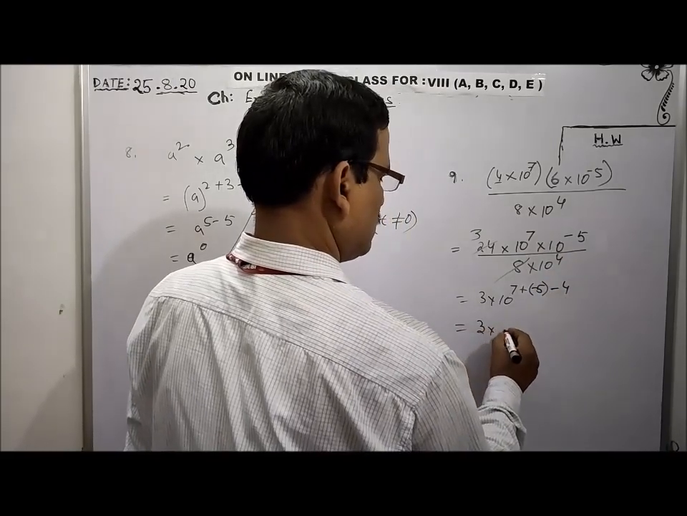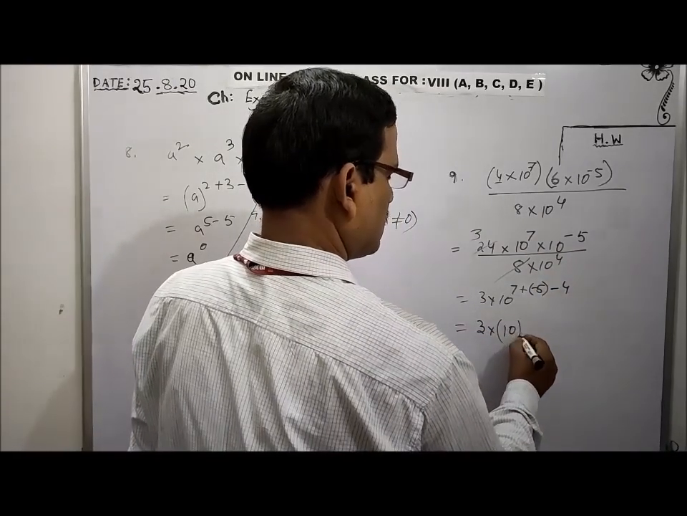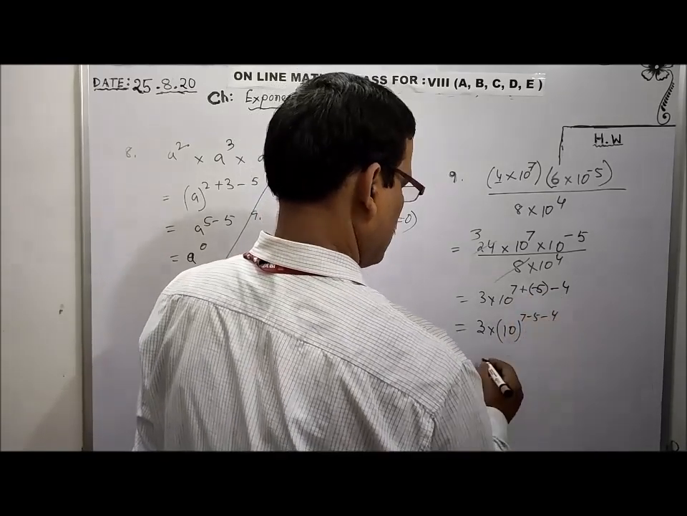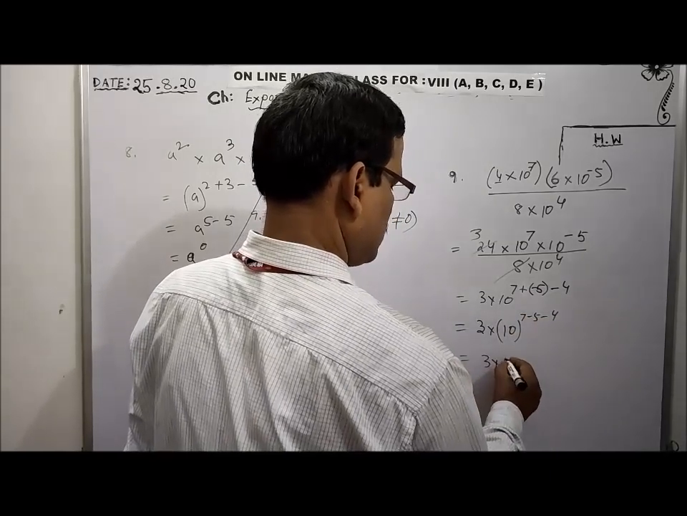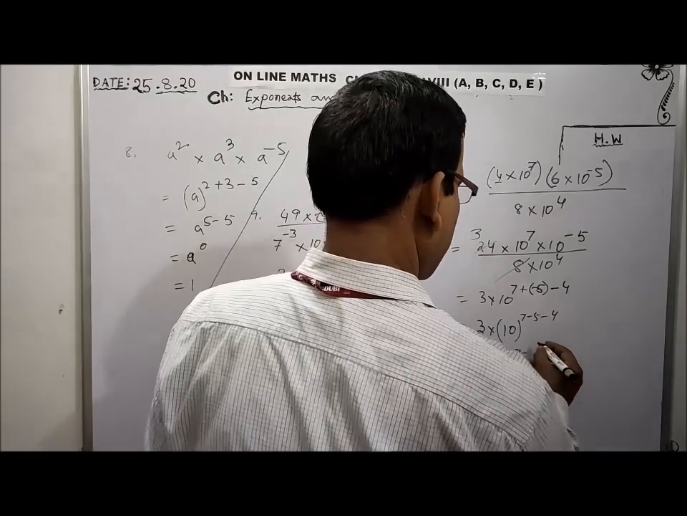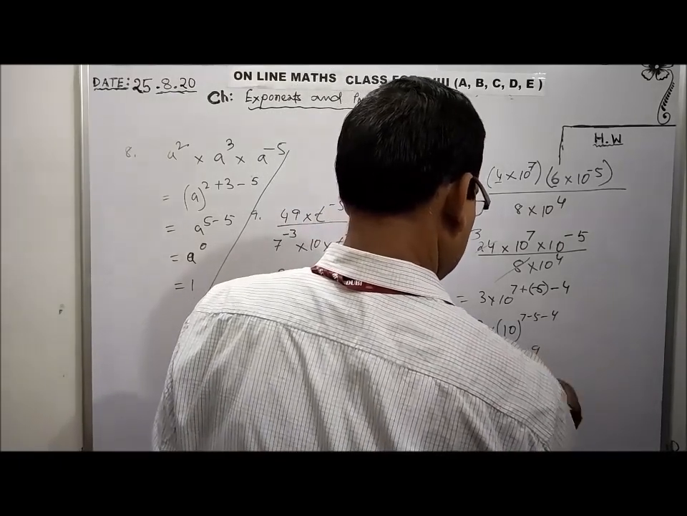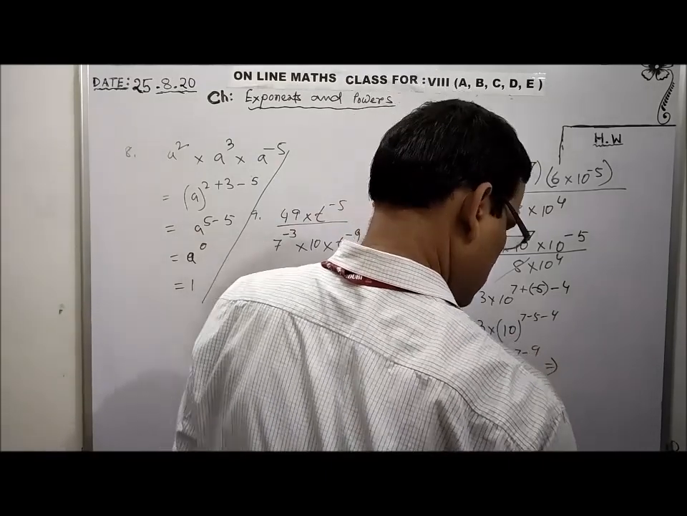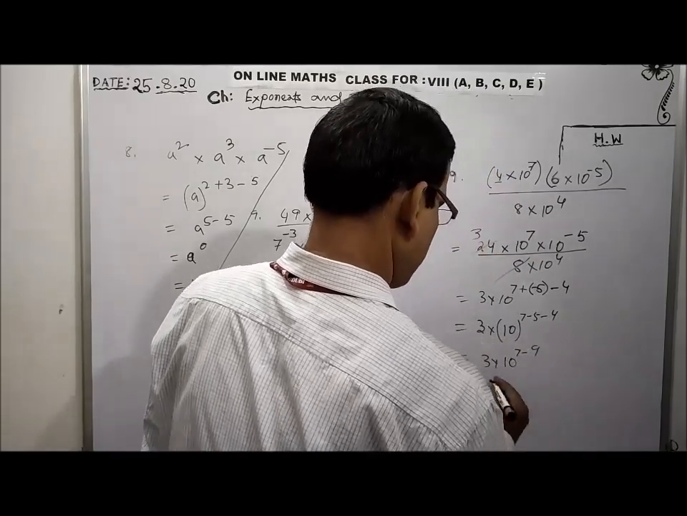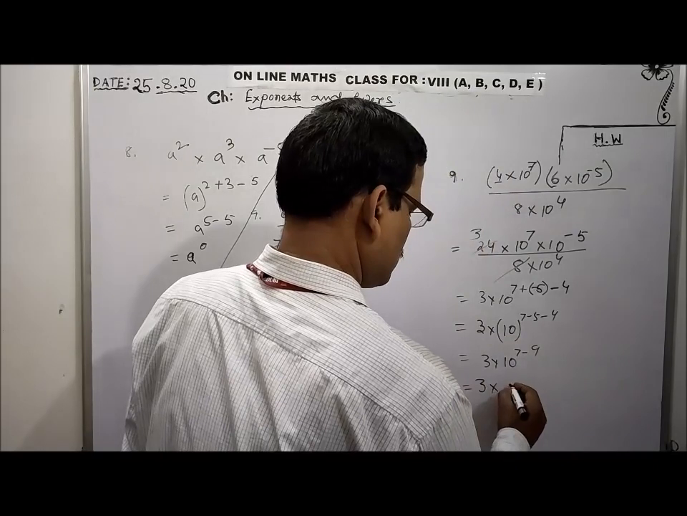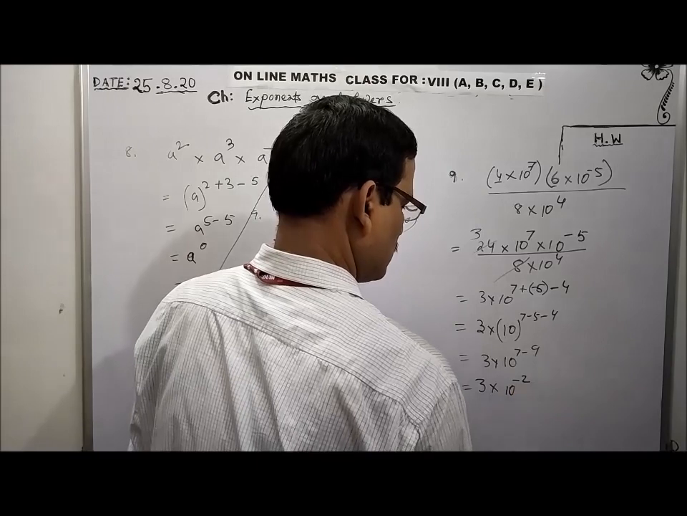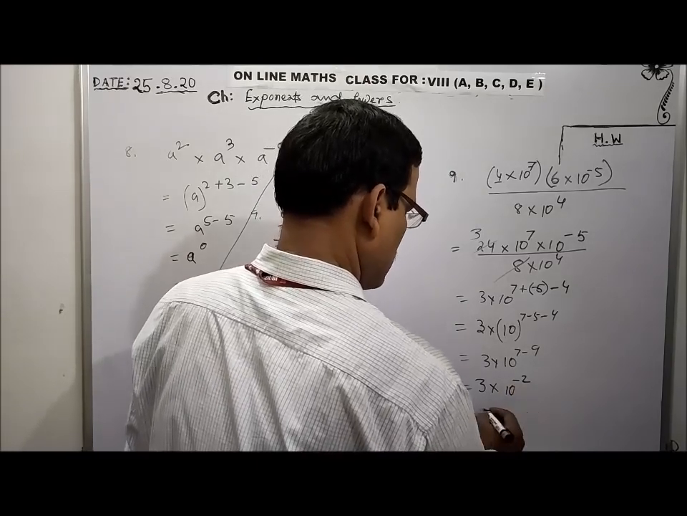So 3 into 10 raised to, what is the answer? 7 minus 5 minus 4, or 3 into 10 raised to 7 minus 9. So that equals to... sorry, I should not write this way. So 3 into 10 raised to, what is the answer? Minus 2. Okay, so minus 2, how can I write it down?